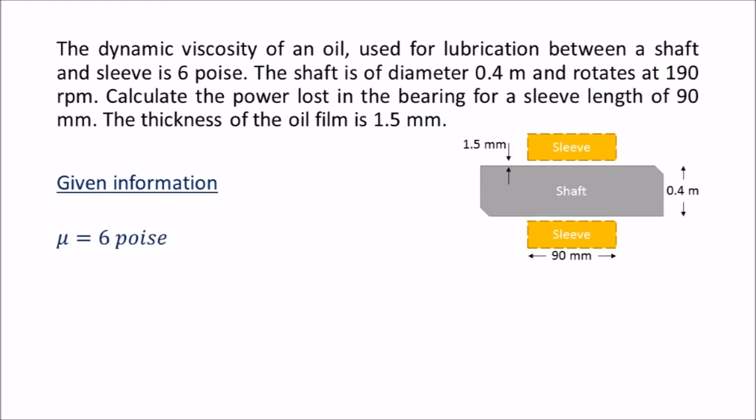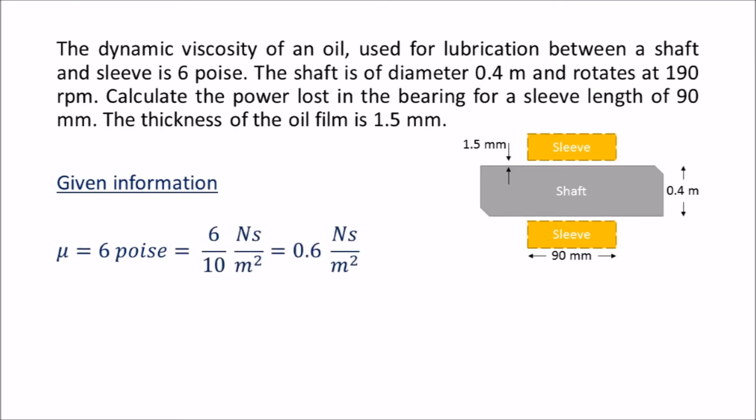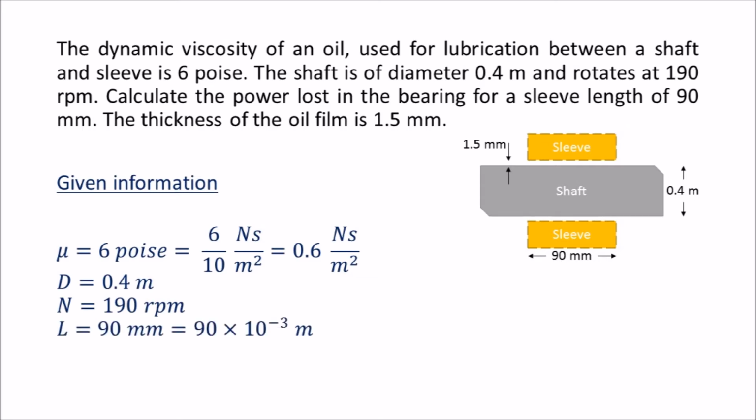Our viscosity is 6 poise, and we can convert that to SI units, giving us a value of 0.6 Newton seconds per square meter. As shown in our drawing, our shaft diameter is 0.4 meters. Our number of revolutions per minute is 190. Our sleeve length is 90 millimeters, or 90 times 10 to the negative third meters. The oil thickness between the shaft and the sleeve is 1.5 millimeters, or 1.5 times 10 to the negative third meters.